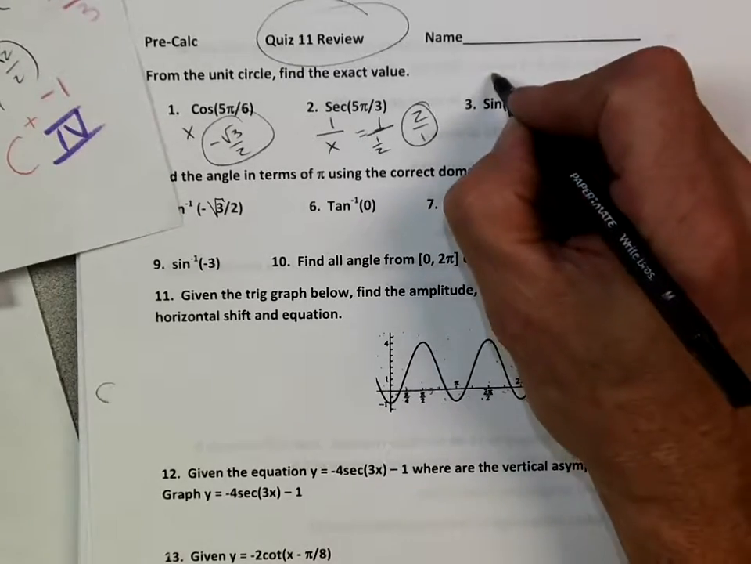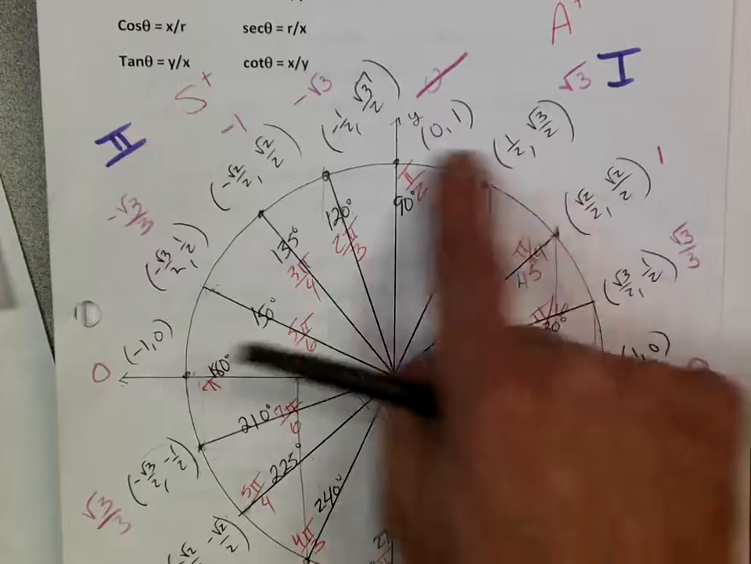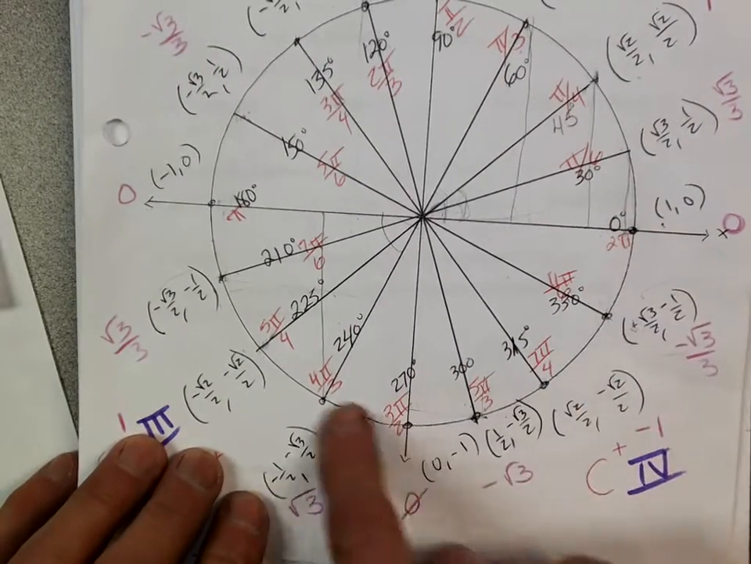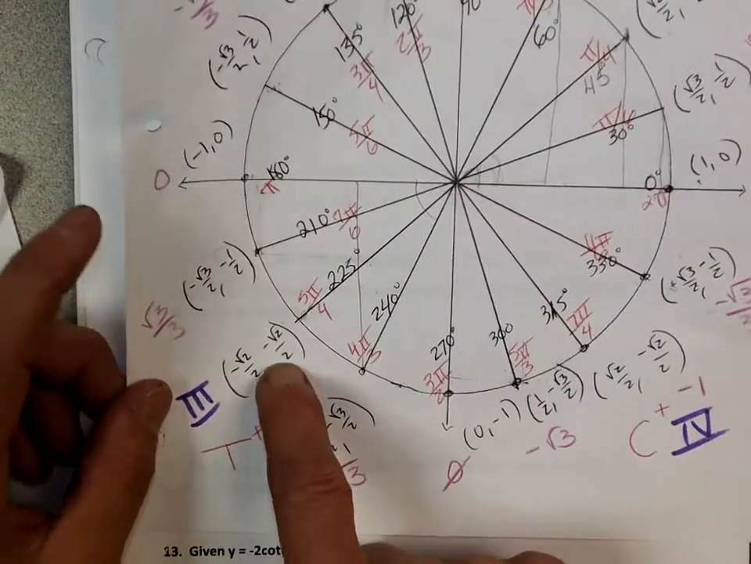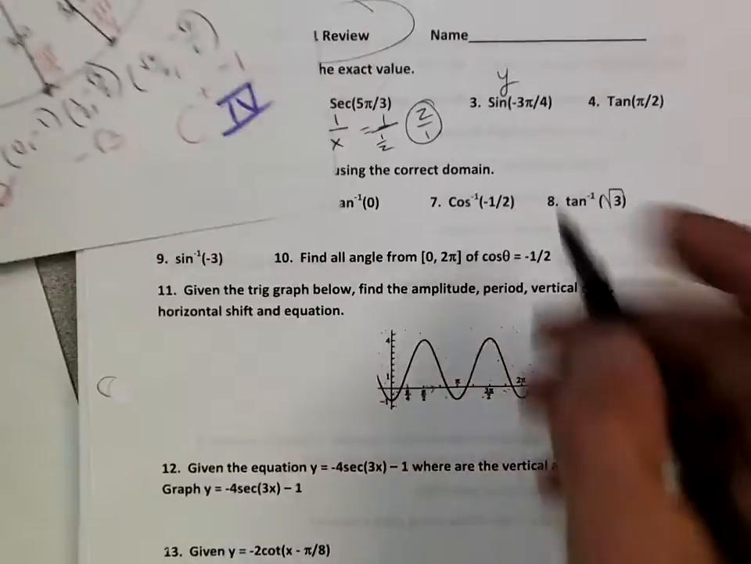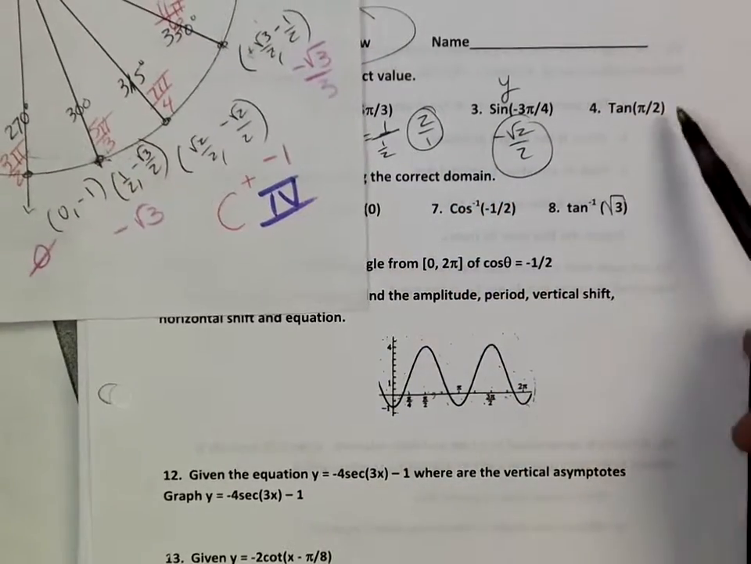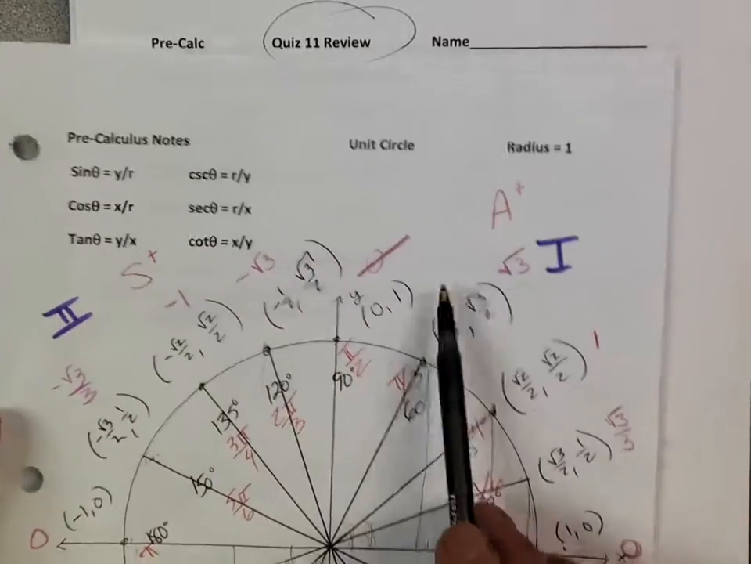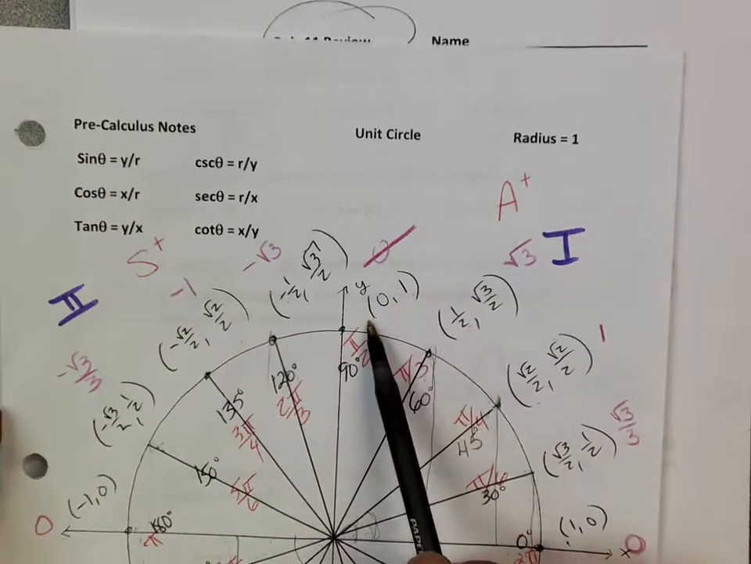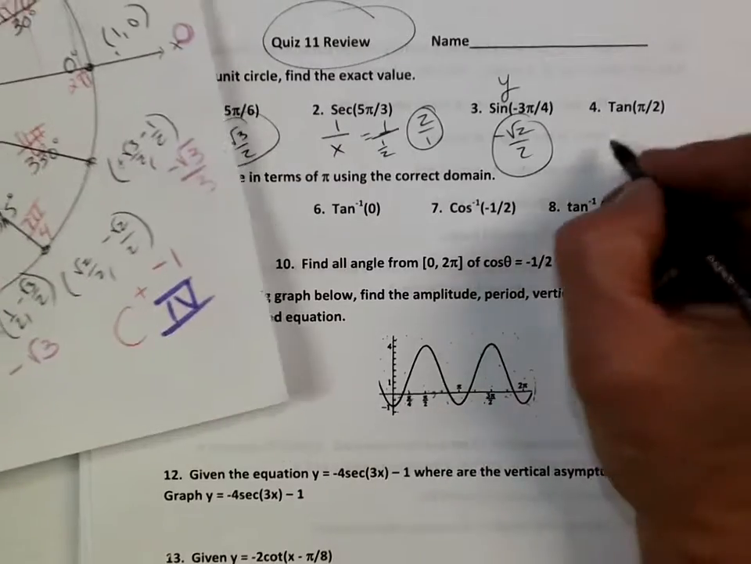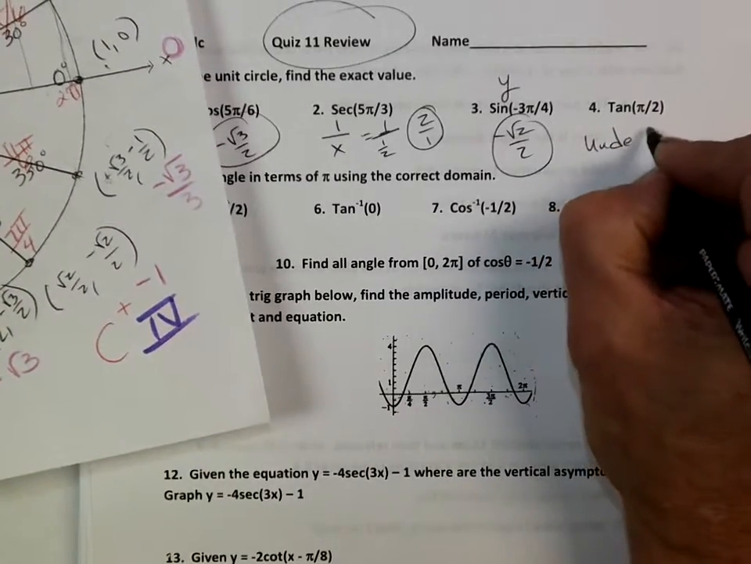Sine is the y value from the unit circle. Now, 3 pi fourths is here. Negative 3 pi fourths would be a backwards rotation to here. We're looking for the sine value, which is the y, which is negative square root of 2 over 2. Tangent of pi halves. Luckily the tangent is the y over the x, but that's 1 over 0. That's undefined, because you can't divide by 0.